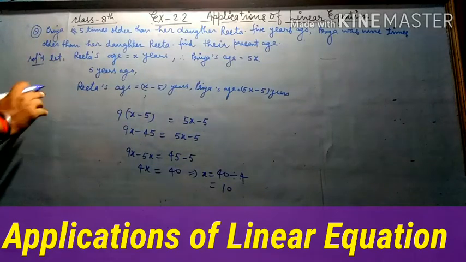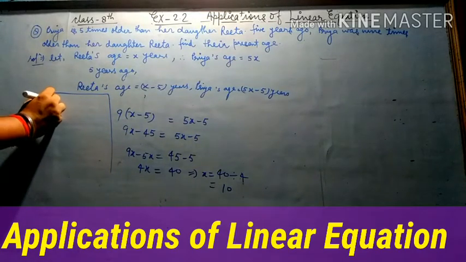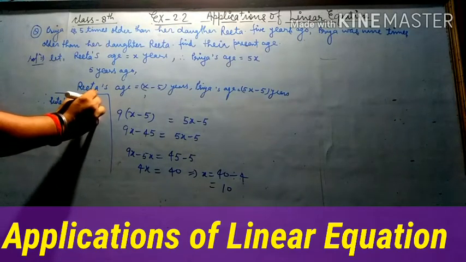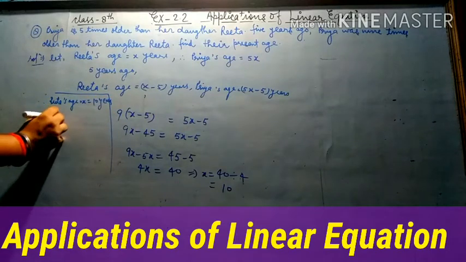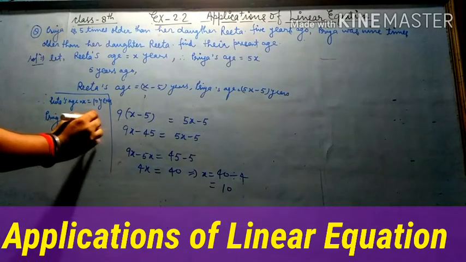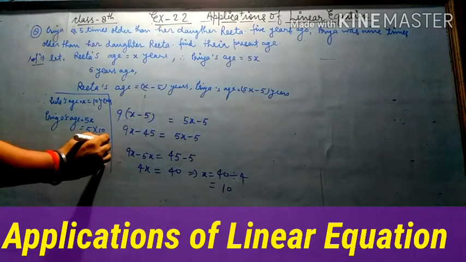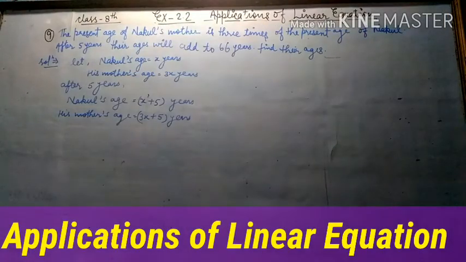Hence Rita's age equal to x equal to 10 years. And Priya's age equal to 5x, means 5 into 10 equals to 50 years. This is your answer. Question number 9. And the question number 10 you will solve yourself.